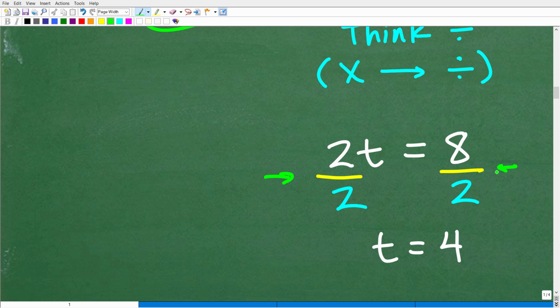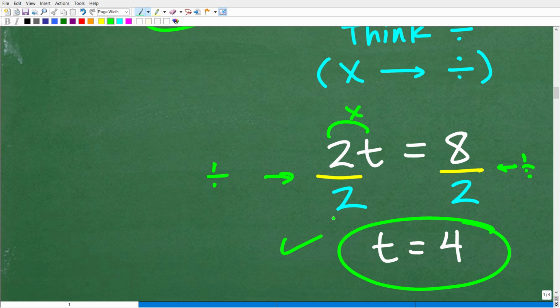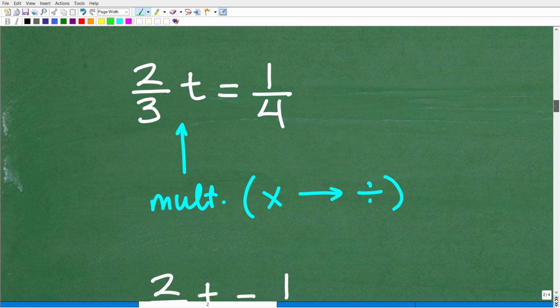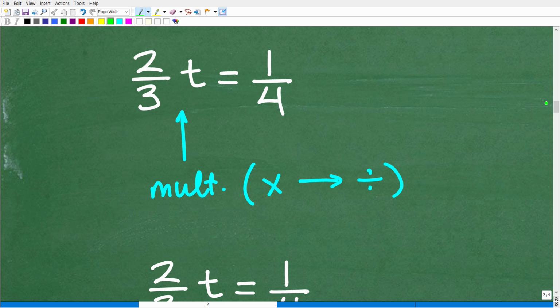This is division, this little fraction bar here. So we have a multiplication situation, we're using division to solve, and we get t is equal to 4, which is the correct answer. Okay, so everything seems to be a-okay, at least hopefully most here are saying, yes, Mr. YouTube Math Man, I do understand. Well, now let's apply that kind of logic to our problem.